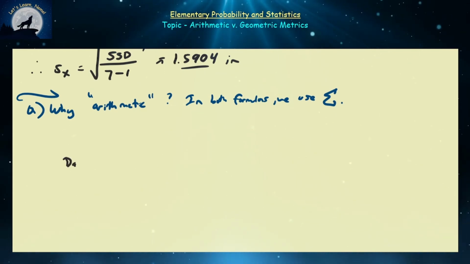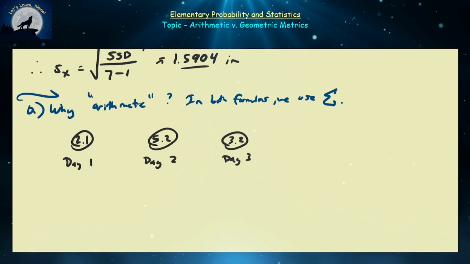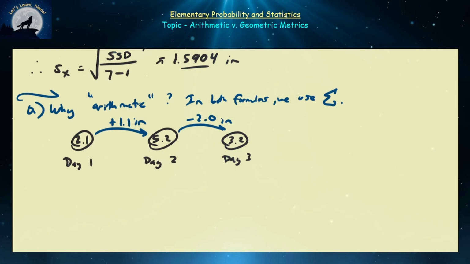So for example, let's assume that on day 1, it rained 2.1 inches. And then on day 2, it rained 5.2 inches. And then on day 3, it rained 3.2 inches. So I ask you, how did the amount of rainfall change from day 1 to day 2? Usually we look at those things and subtract. So obviously this is an increase of 1.1 inches. And if we go from 5.2 down to 3.2, that's obviously going to be equal to 2.0 inches, right? So that would be an arithmetic change, right?